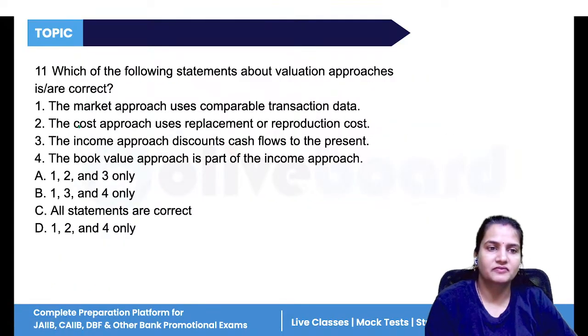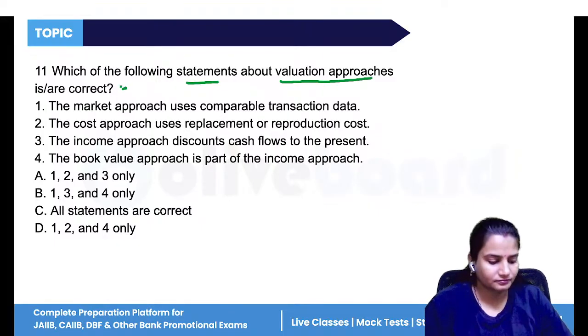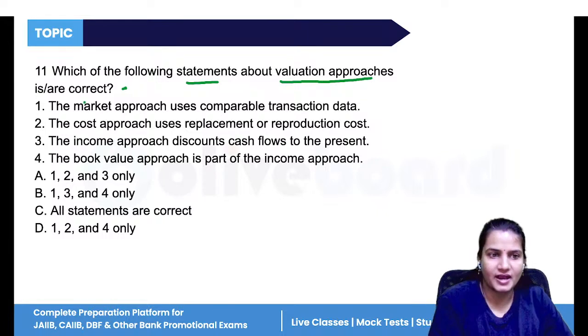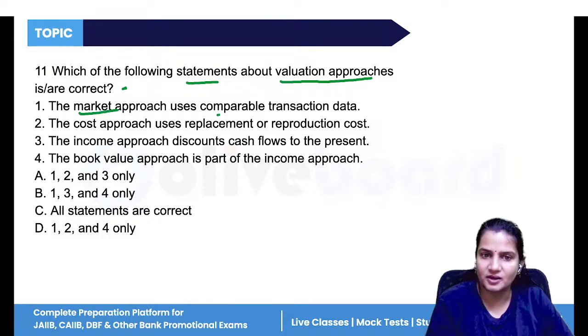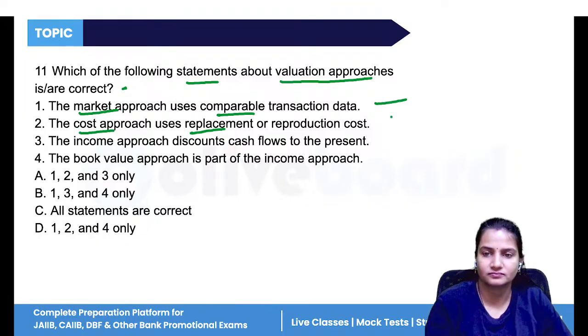Now, question number 11. Which of the following statements about valuation approaches are correct? You have to find which statements are correct. Now, we have seen that the market approach uses comparable transaction data. Yes. The cost approach uses the replacement cost: how much money it will take to build the company right now.